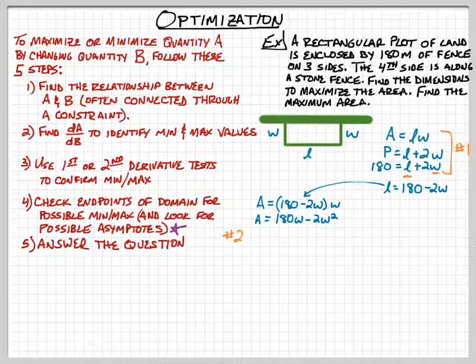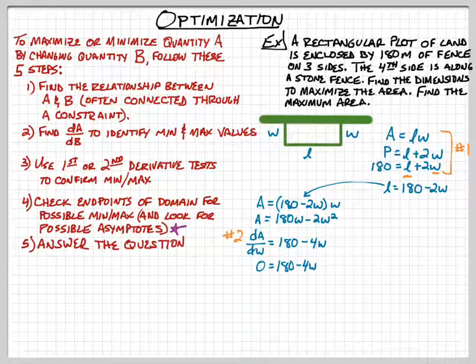And we're going to take the derivative and try and find the minimum and maximum values. So the derivative of the area with respect to the width is 180 minus 4w. We're going to set that equal to 0, get 4w on the other side of the equation, divide by 4, and our width is 45.